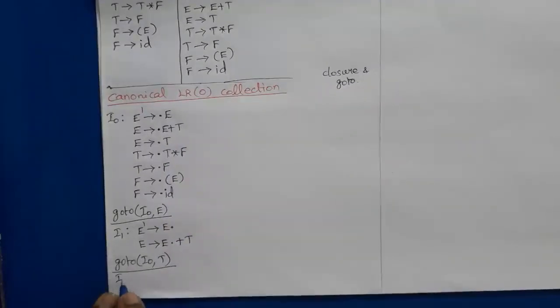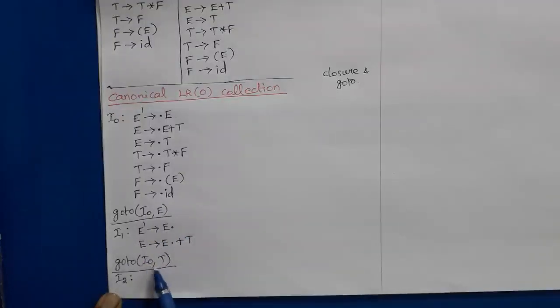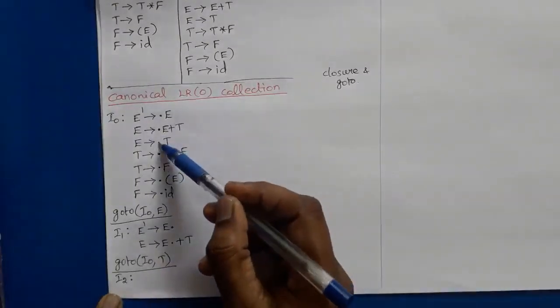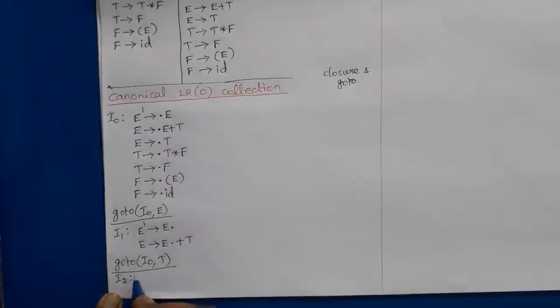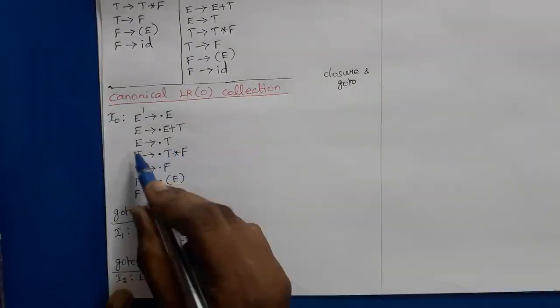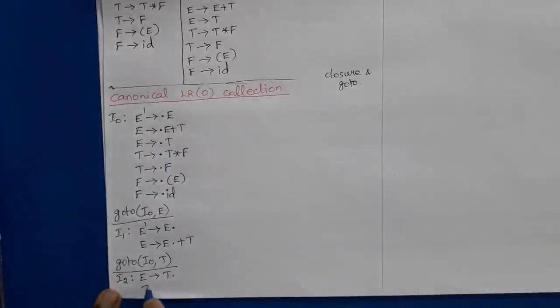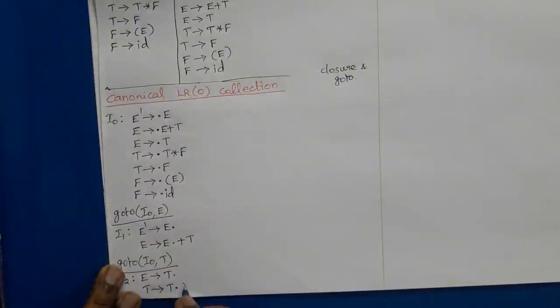So the new item is I2. So in I0, we need to check dot followed by T in how many productions. So dot followed by T is in these 2 productions. So we need to shift dot first here. E tends to T dot. Then T tends to T dot star F. Then check closure is possible.